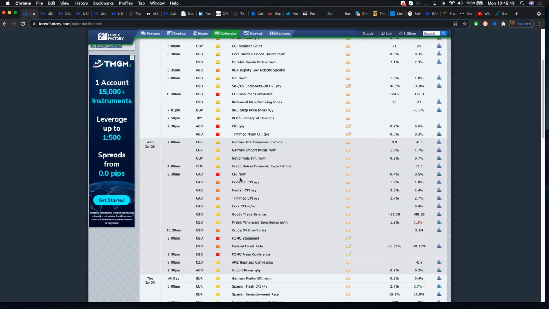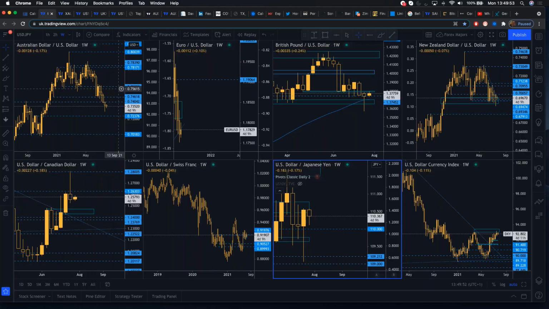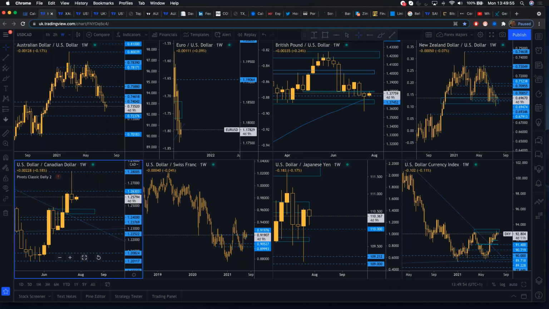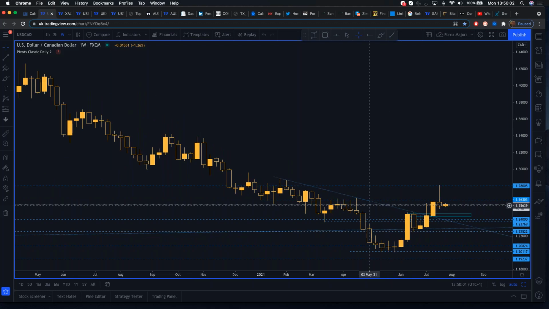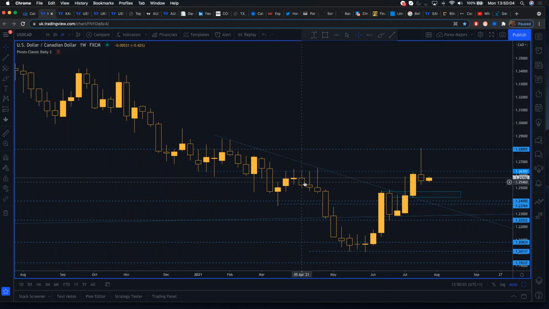Wednesday, Canadian dollar CPI. Inflation data is going to be important for CAD. Just to recap what's been happening with CAD: the CAD has been drifting higher against the US dollar since April, when the Bank of Canada had a hawkish rate shift. They tapered their bond purchases from 4 billion Canadian dollars per week to 3 billion per week. And then in their last meeting, they tapered bond purchases a further 1 billion, from 3 to 2 billion per week.